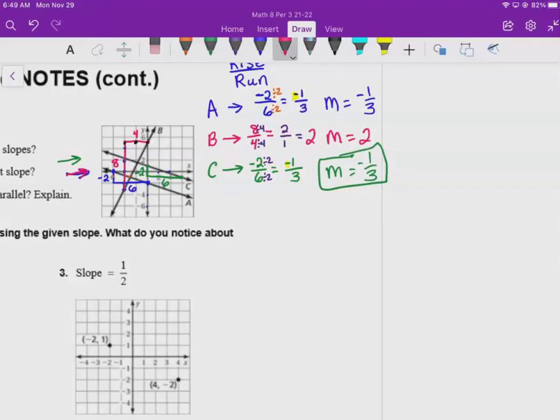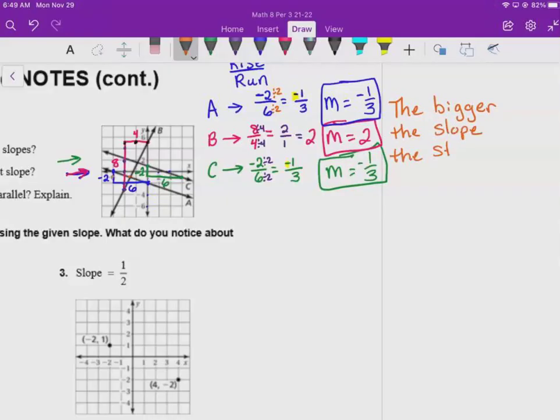So we have 1/3, 2, -1/3. And here's the part you need to know. The bigger the slope, the steeper the line. Now, on this, you're going to look at absolute value.